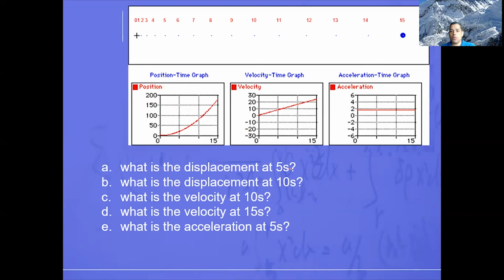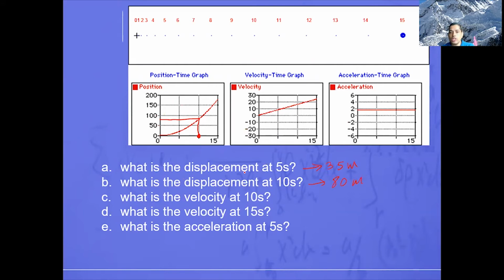What is the displacement at 5 seconds? So this is 15 seconds, right? This is 10 seconds, this is 5 seconds. So this is 5, right? So here, how much is this? I don't know, maybe 35 meter, right? Position is in meter. So what is the displacement at 10 seconds? Let's see, 10 is here, and the height is this much. How much is this? Maybe, I don't know, 80 meter, okay? So you should be able to read the graph. That's what I'm trying to show you.